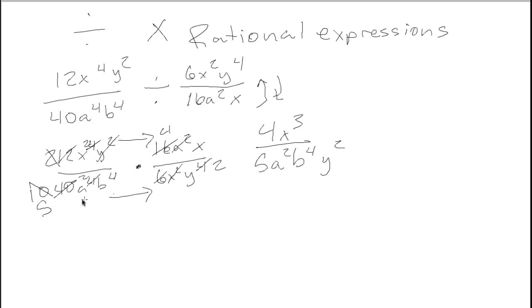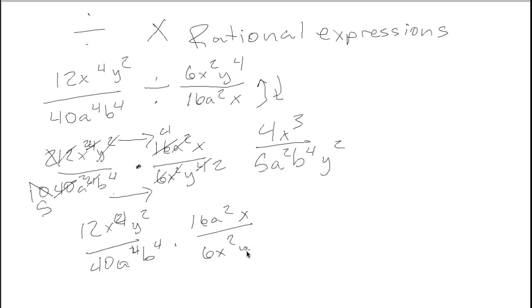Now, you could have just multiplied this, x to the fourth y squared over 40a to the fourth b to the fourth, times 16a squared x over 6x squared y to the fourth. You could have just gone straight across and simplified from there, and you would have ended up with the same thing. This just involves a little less multiplication and a little bit faster simplification.